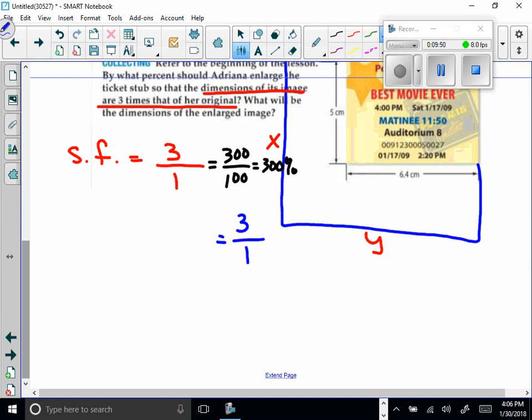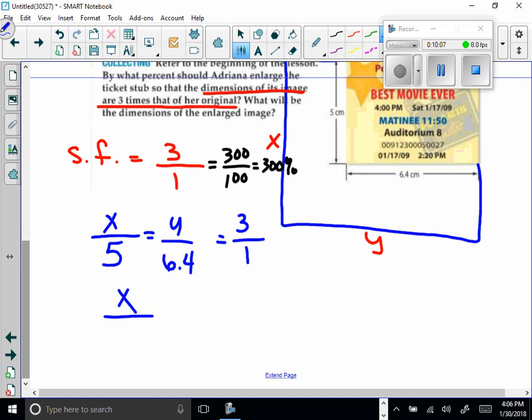I'm going to flip my ratios because it's the image to the pre-image. The image is x, and the length of the side associated in the pre-image is 5, so it should be in this order. And then y over 6.4. Now I've got it set up correctly.